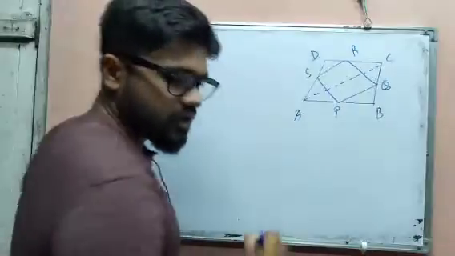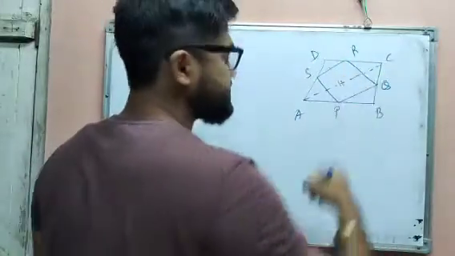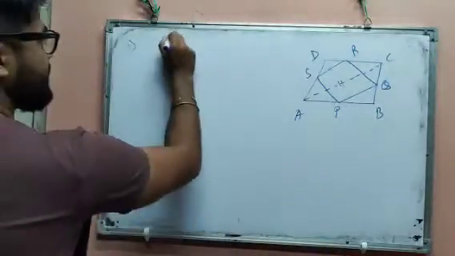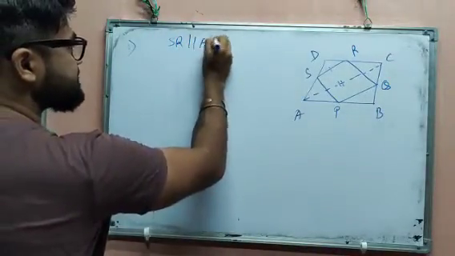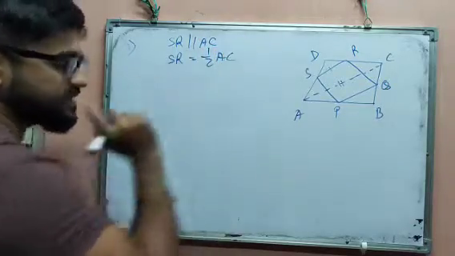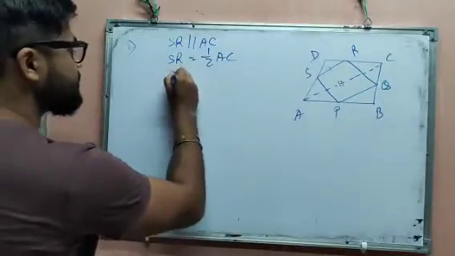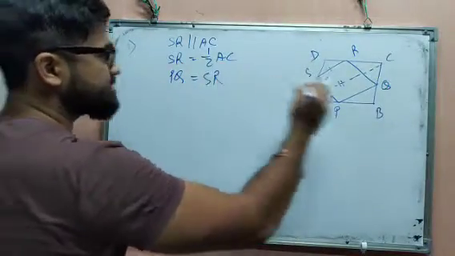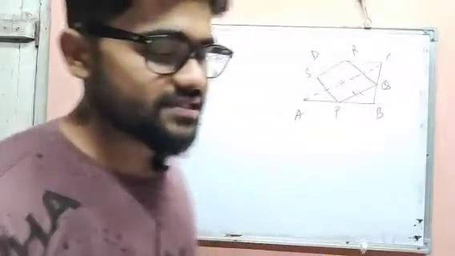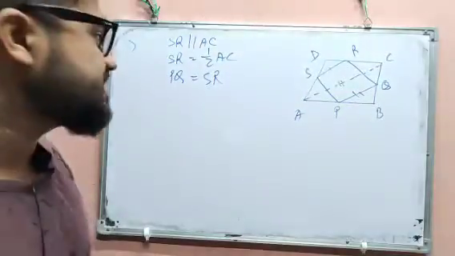That means we have to prove that SR is parallel to AC, and also SR equals half of AC. Moreover, we are asked to prove PQ equals SR, that is, this side PQ and this side SR are equal. Also, PQRS, the inside quadrilateral, is a parallelogram, and we have to prove that.